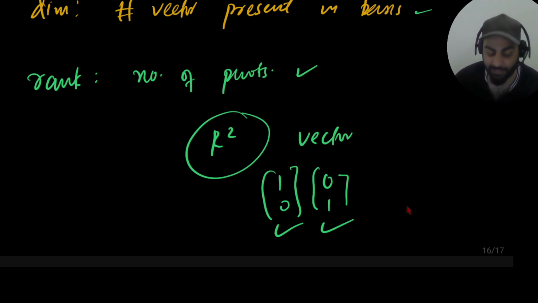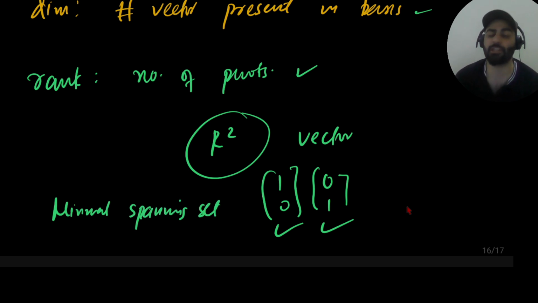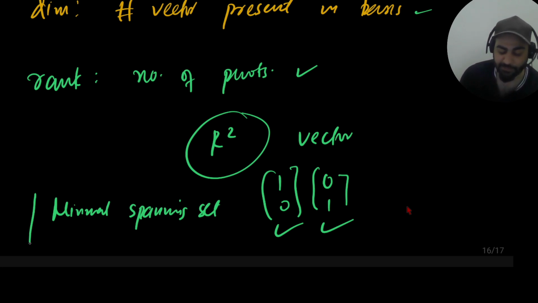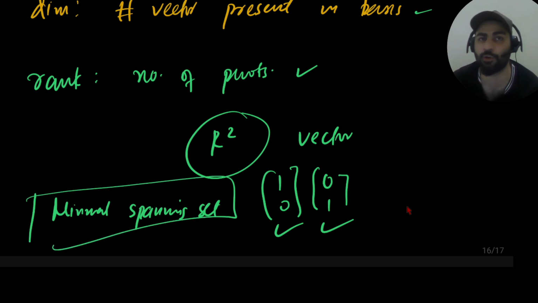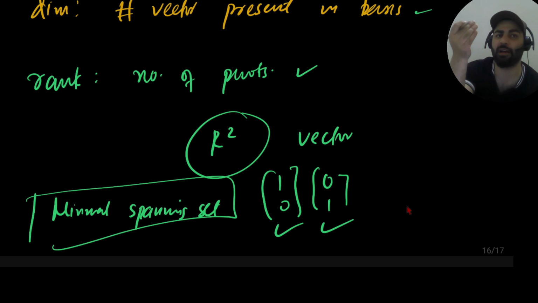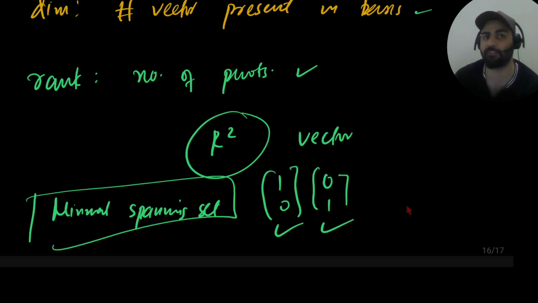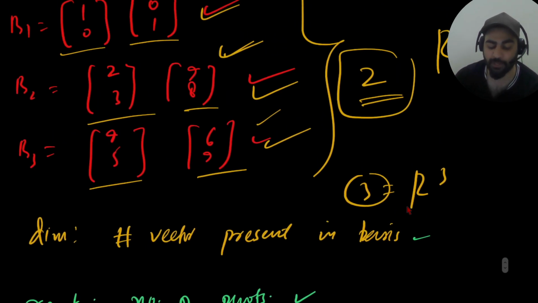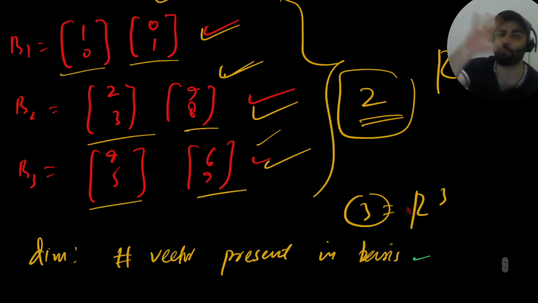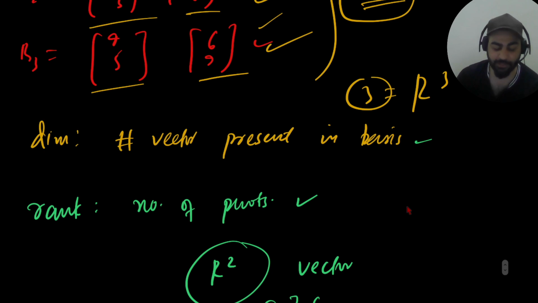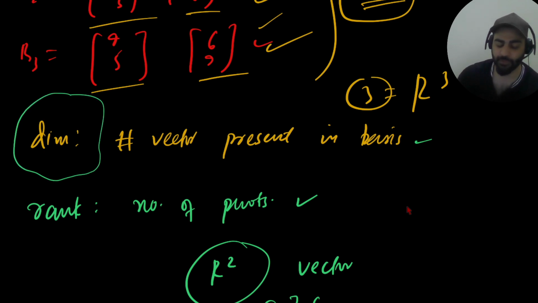And the minimal spanning set is known as a basis. So there can be other vectors too, but if the set is minimal and it's spanning the whole vector space, we call it a basis. And you can have more than one basis, a different set of bases. But one thing common in all the bases is that the number of elements in each basis set is the same. We call that number of vectors present in a basis the dimension. Okay, that's the concept of dimension.